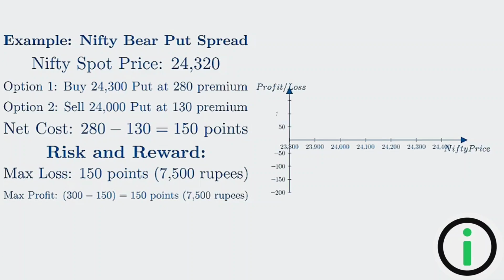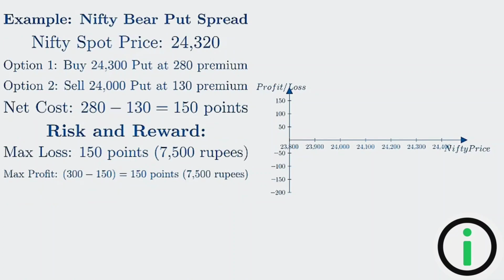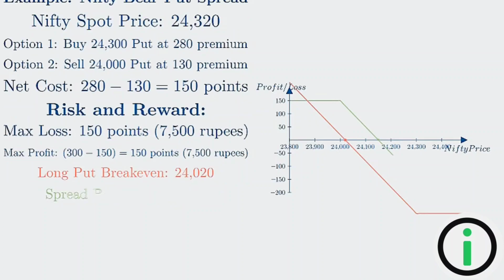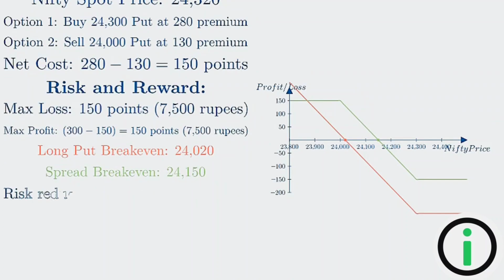The advantage is clear when you look at the break-even. If you only bought the put, Nifty would need to drop below 24,020 for you to see a single rupee of profit. With the spread, you start profiting as soon as Nifty drops below 24,150. By accepting a cap on your profit at the 24,000 level, you've made it much easier for the trade to become profitable, and you've nearly halved your initial risk.